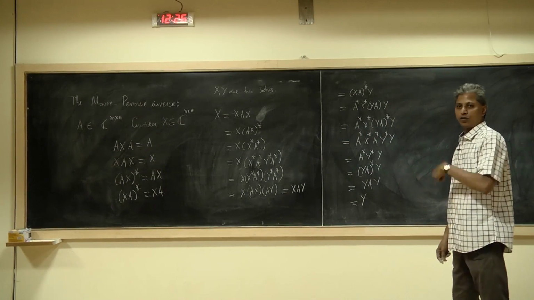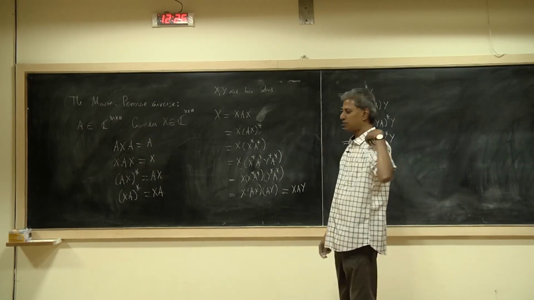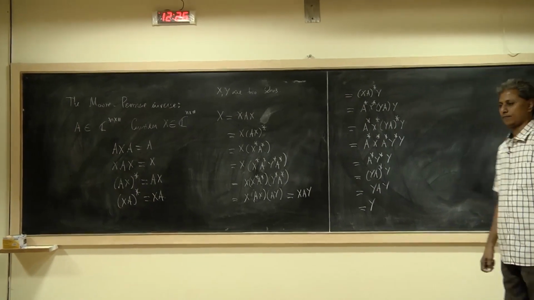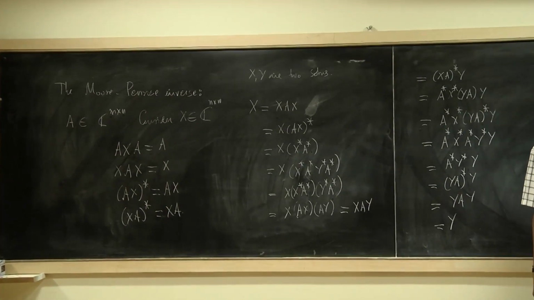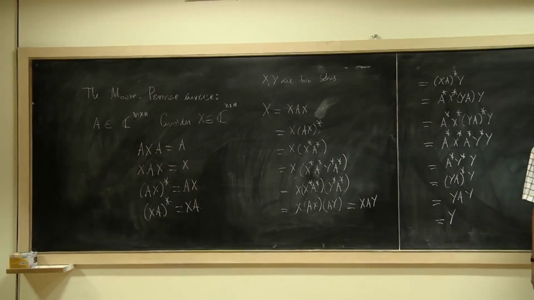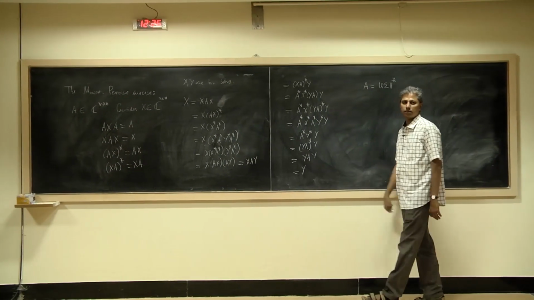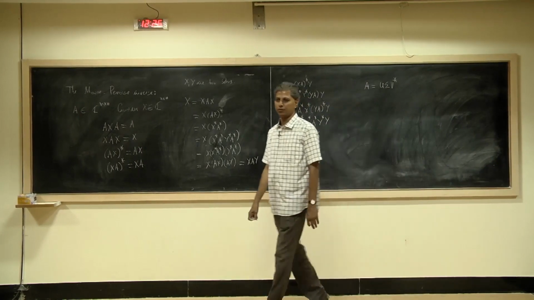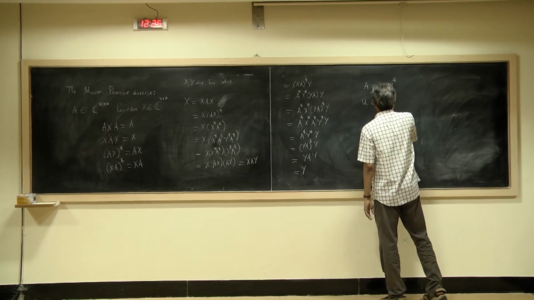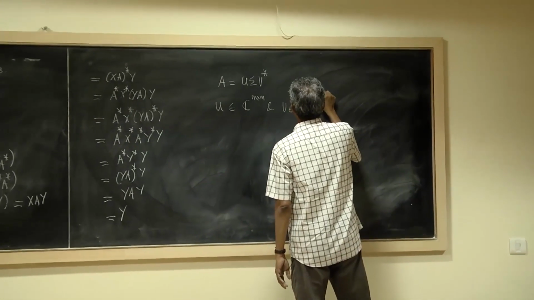I want to look at one more method of showing existence, that is by the singular value decomposition. So are you aware of SVD? Let me straight away use that. This is called the singular value decomposition. Any complex rectangular matrix A can be written in this manner: U sigma V star, where U in C^(M cross M) and V in C^(N cross N) are unitary matrices.